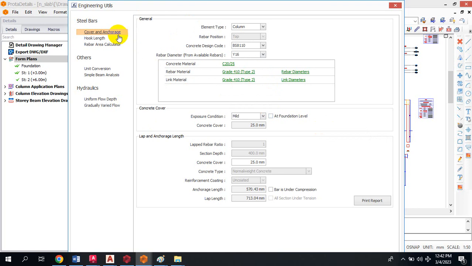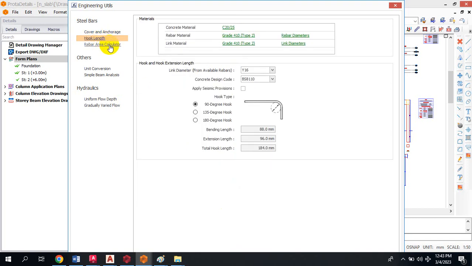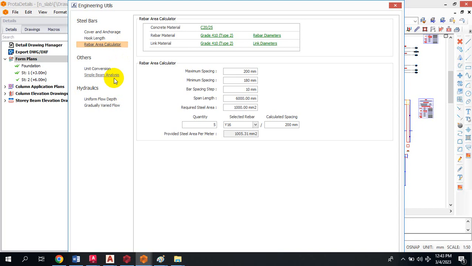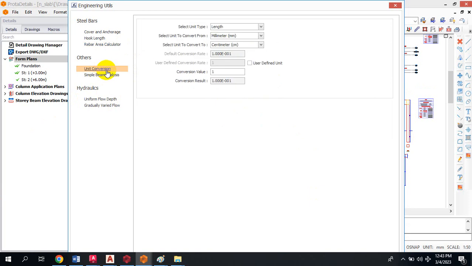Okay, so in terms of your cover and anchorage, it helps you most especially when you are doing your detailing manually. You can easily get to know what anchorage length or what lap length you should use in your detailing. Same thing applies when it comes to your hook length, and reinforcement bar area. You can easily know the area of your reinforcement. Okay, then unit conversion, how to convert different units. I'm going to go deeper into all of these. I just want to give you a quick brief of what engineering utilities is in our Protastructure 2022.